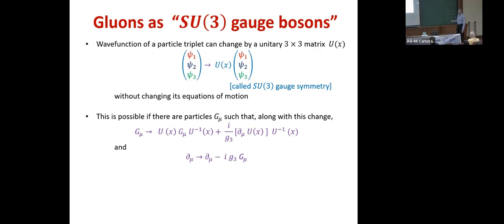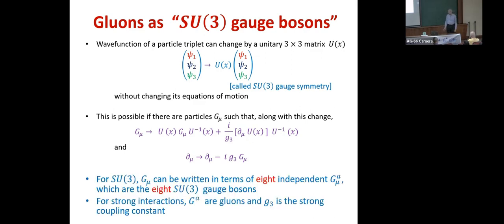Our derivative again changes very similarly. It changes by this extra term i times g3, which is this coupling constant, times G. And I will not show it explicitly, but you can work out that the Lagrangian, if you write it with these 2 transformations, will be invariant under this U of x. So any transformation of this kind, by a 3 by 3 matrix, will still keep the Lagrangian invariant. This is what we call the SU(3) gauge symmetry.